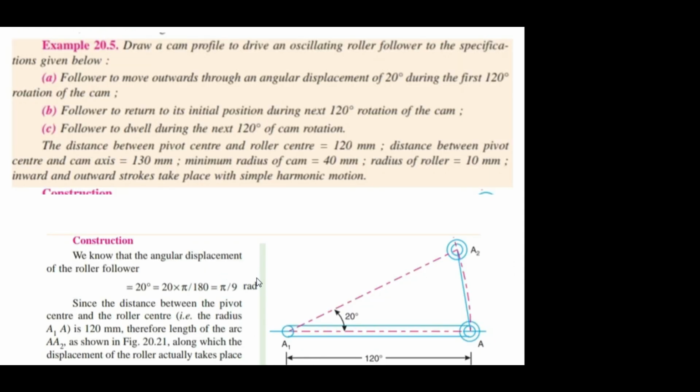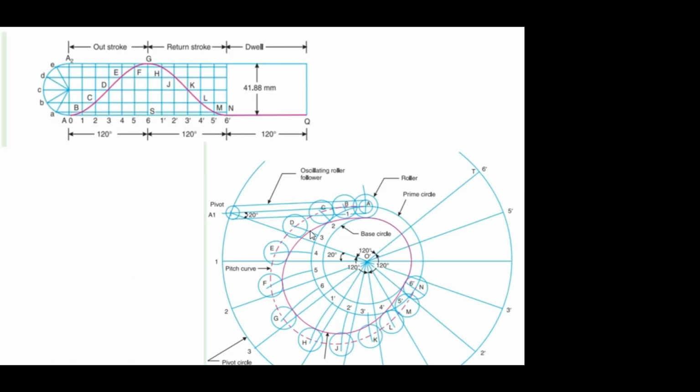Then next, the distance between the pivot center and cam axis is given as 130 mm. Take 130 mm distance in your compass, keep one pointer on O, draw the arc here. So the two arcs will intersect at point A1. From A1 to A, draw the follower arm. So A1A represents the follower arm of an oscillating roller follower.